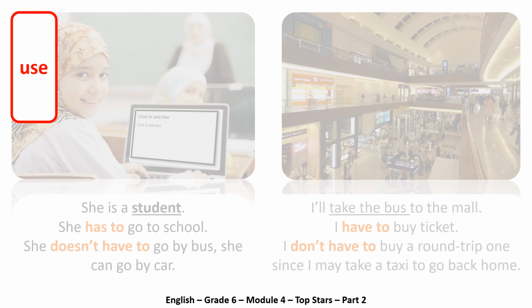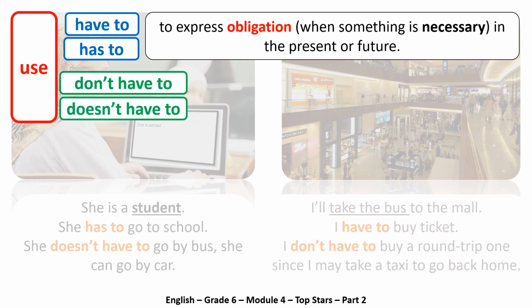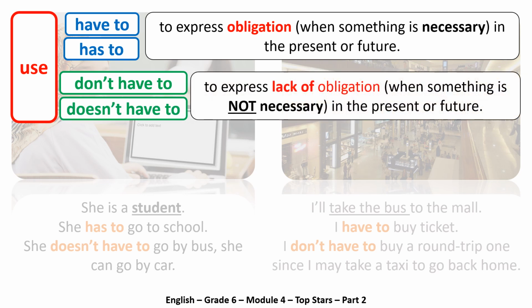So we use have to or has to express obligation when something is necessary in the present or future. And we use don't have to and doesn't have to express lack of obligation. That means when something is not necessary in the present or future. And now it's time to see the form of this structure.